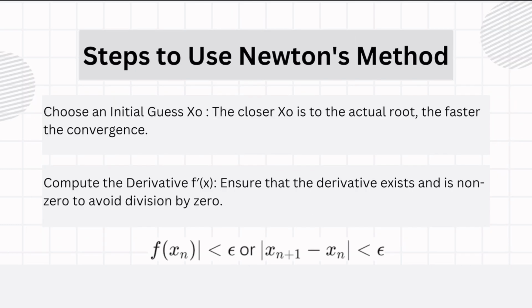And here are the steps. Step 1 is choose an initial guess, x0. Step 2 is compute the derivative. Ensure that the derivative exists and is non-zero to avoid division by 0.